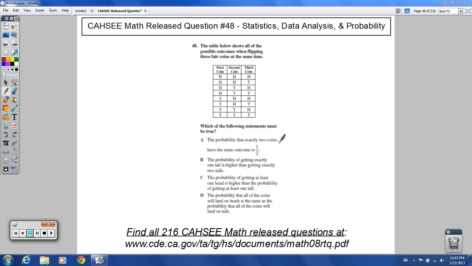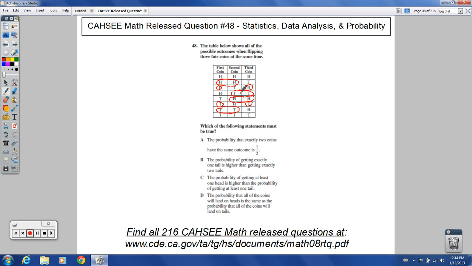Choice A: the probability that exactly 2 coins have the same outcome is 1/2. And so let's figure that out as we go through. I'll just do this in red. So here's one where we have 2 of the coins having the same outcome. Here's another, heads and heads. Here's another, 2 tails. Here's another, 2 heads. Here's another, 2 tails. And here's another one, 2 tails.